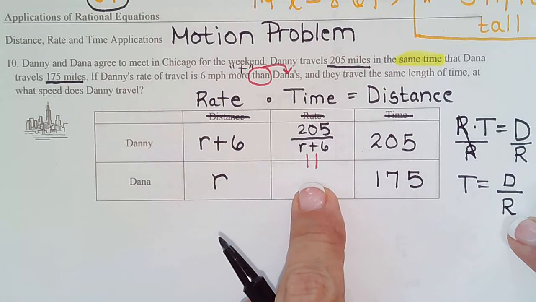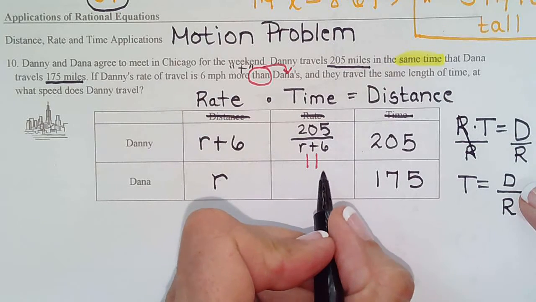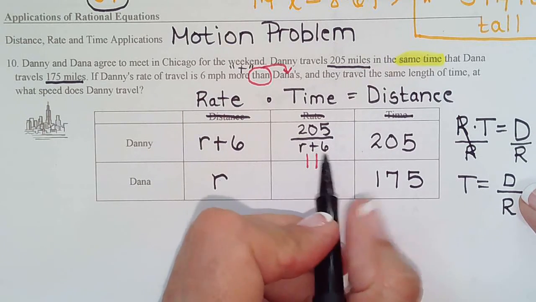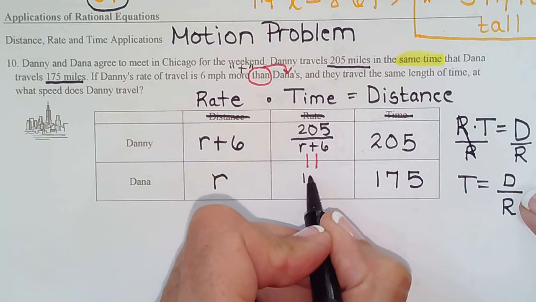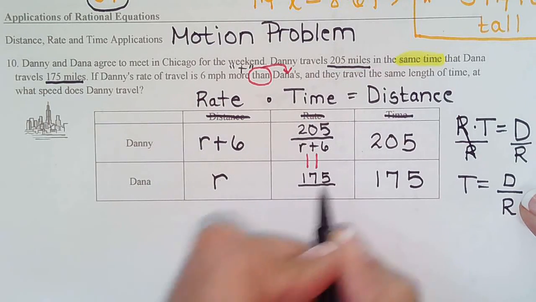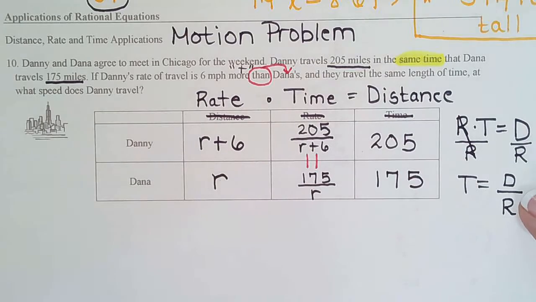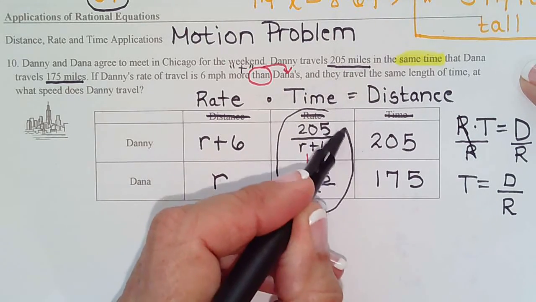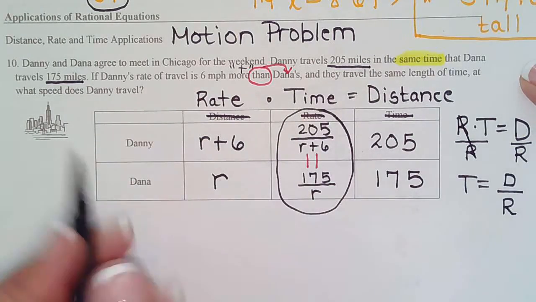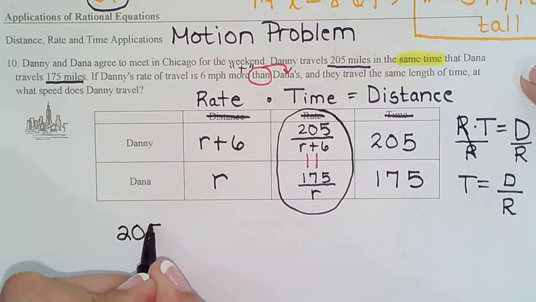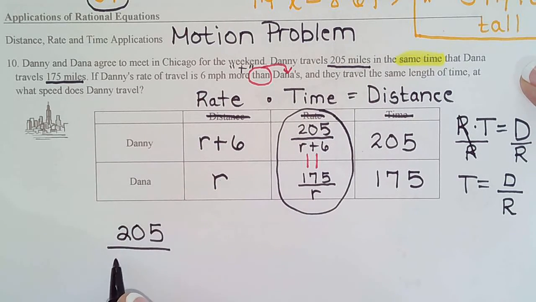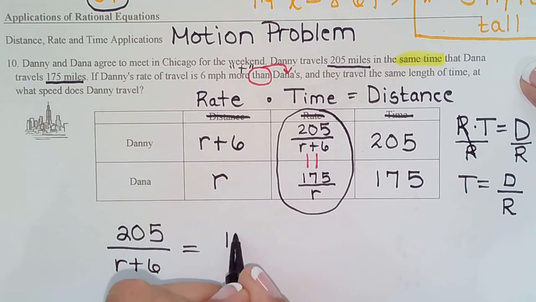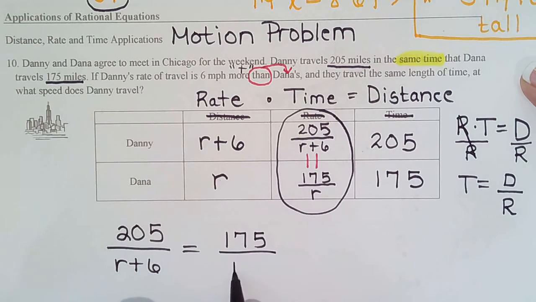So in order to fill in Dana's time box, take her or his distance. I don't know if Dana's a girl or a boy. 175, and divide by his or her rate, which is R. And this is what I love about these. My equation's written. Here is my equation. Put it in horizontal format and you're done. Well, not done. You still have to solve. So 205 over r plus 6 equals 175 over r.